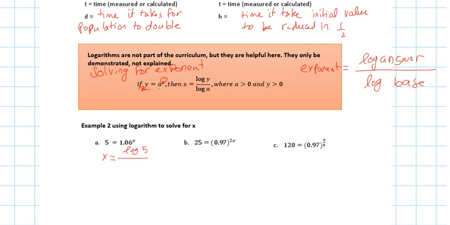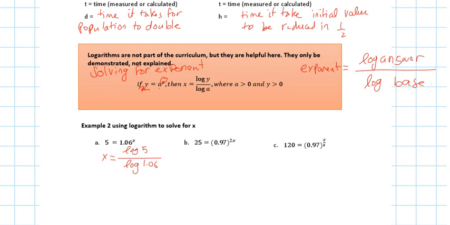On your calculator, you're going to do log of 5, and then divide it by log of 1.06. And what did you get as an answer? 27.6. So x equals 27.6. Are you going to be able to find that answer exactly if you do trial and error? No. But when I use this formula, I'm getting an exact answer.